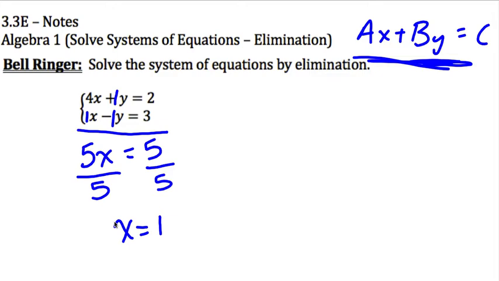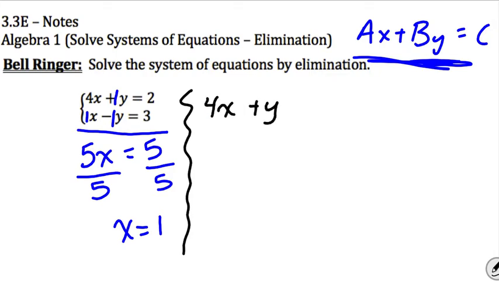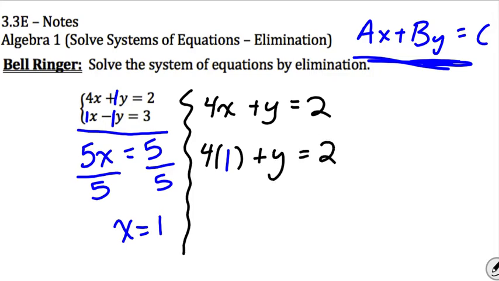Now I need to plug this in and figure out what y is equal to, because remember, our answer has to be a point. Right now all I have is the x coordinate. I need the y coordinate as well. So I'm going to take this top equation. If you want to use the bottom equation, go ahead. You'll find out you get the same thing. And I'm going to plug in 1 for x, because I know that x is 1. I just solved for it there in that other part of the problem right here. Plus y, write the rest of the equation, equals 2.